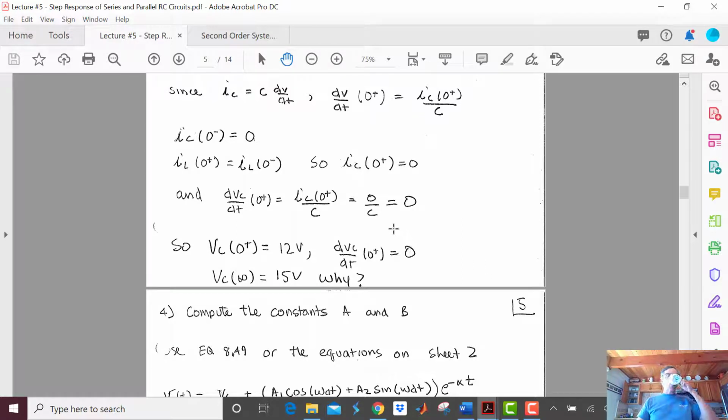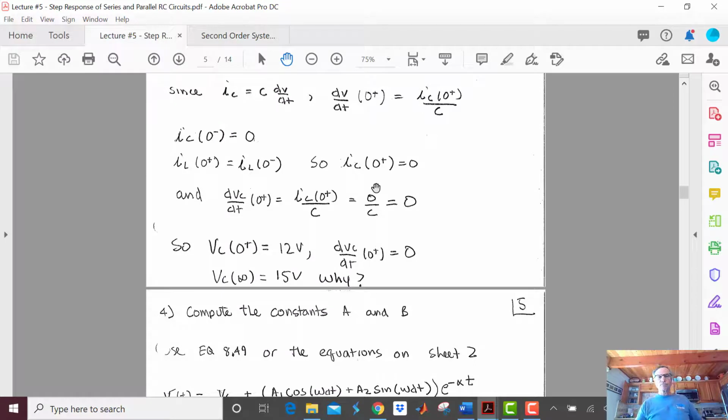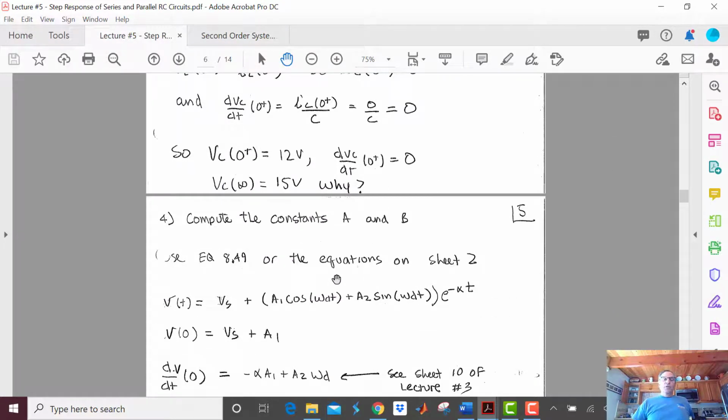So now, let's look at where I am. I did all this stuff. I know my equation structure, and my equation structure is going to tell me how to compute A1 and A2. I dealt with all my initial conditions and final conditions, so I've done all this stuff. So now I got to compute A1 and A2. So we can use equation 849, or we can use the equations on sheet 2.